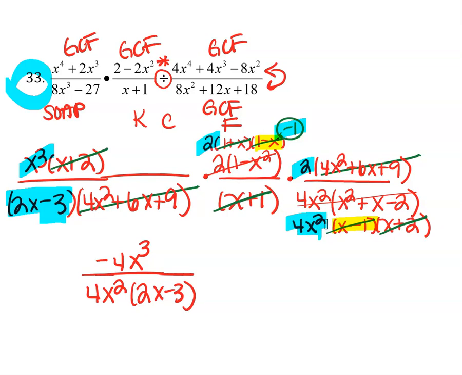Now, look at your answer. You've got to ask yourself, can you go further? Well, I can cancel 2 x's in the bottom with 2 in the top, so that would leave you with an x to the first. And you can also cancel the 4's. So it looks like my final answer should be -x all over 2x minus 3. And that is your final answer with all the different factoring techniques.